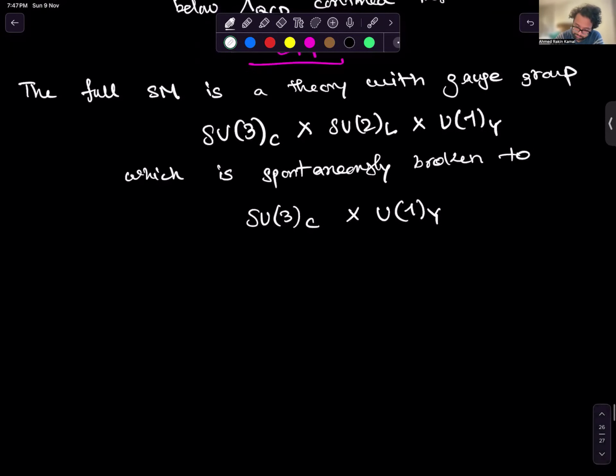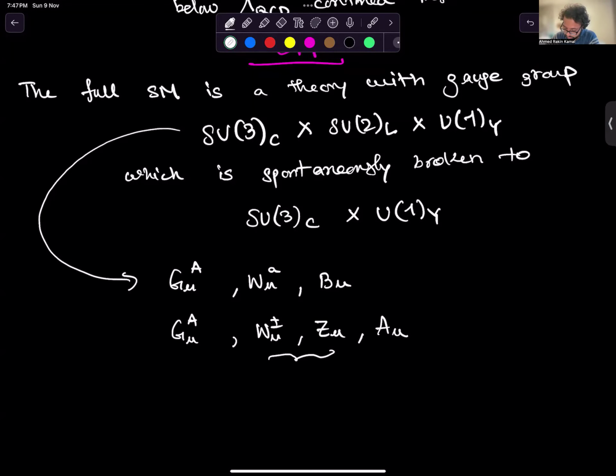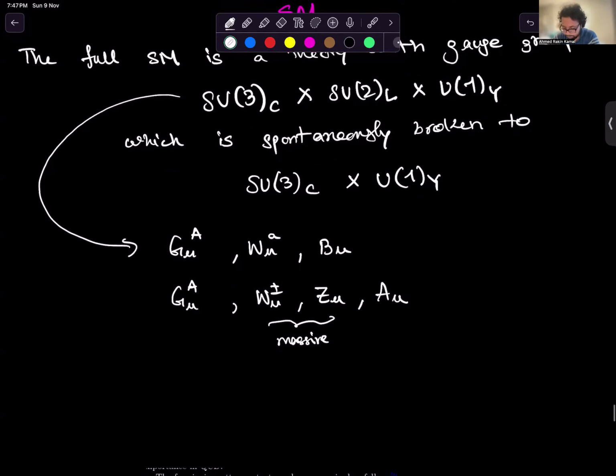So before SSB, the gauge fields were these, and after SSB, we have these, from which these are massive, but the gluon is massless, but confinement actually restricts it to be inside, and it is a short range force.